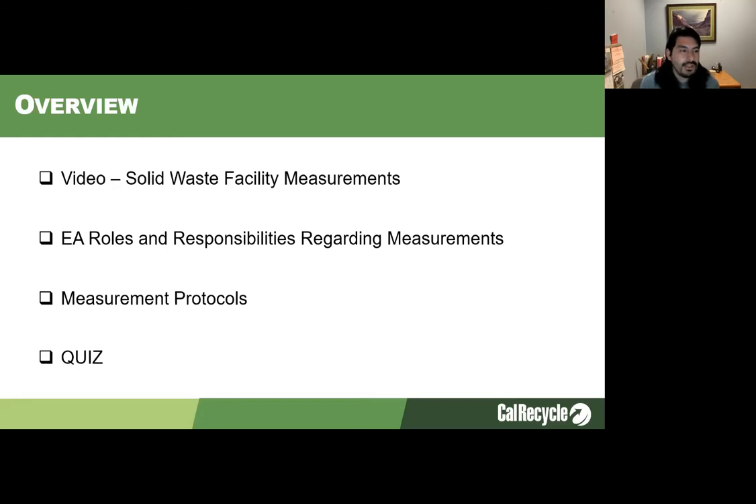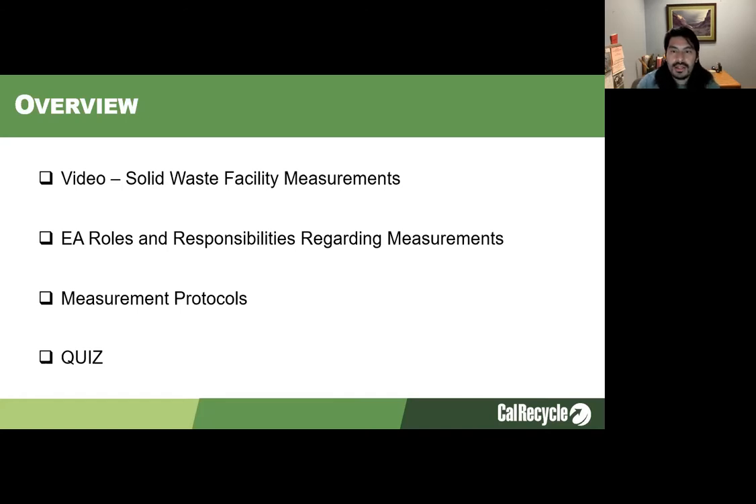There's a lot of information there, but it's okay because after we cover that video, we'll break it down into different topics. The first topic will be the enforcement agency's roles and responsibilities with regard to the measurements. And then Marcus will be covering the measurement protocols and breaking that down. Once we get done with each topic, we'll have a short quiz at the end to test your knowledge. And then we'll do a wrap up.